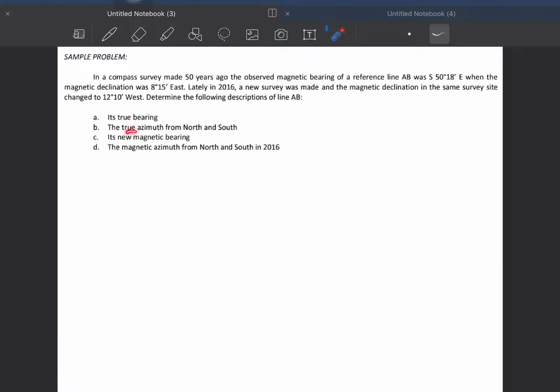Letter A, you have the true bearing. Letter B, the true azimuth from north and south. And letter C, you have its new magnetic bearing for 2016. And then D is the magnetic azimuth from north and south in 2016.